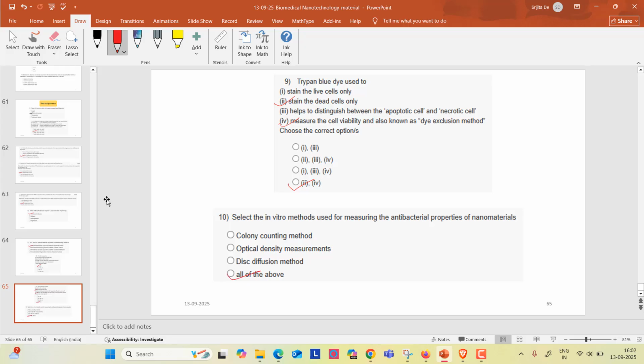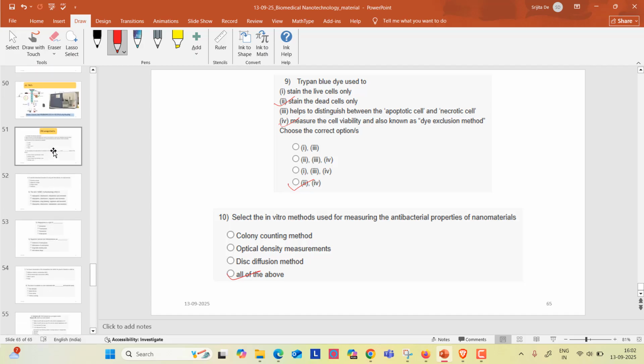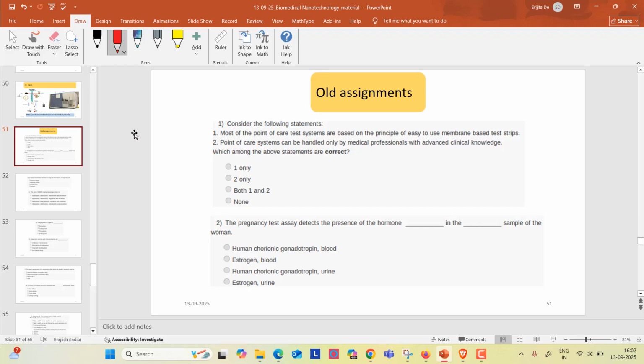We'll do some old assignment questions also. So the first question is, most of the point of care test systems are based on the principle of easy to use membrane based test strips. And statement 2 is, point of care systems can be handled only by medical professionals with advanced clinical knowledge. Which among the above statements are correct, do you think?